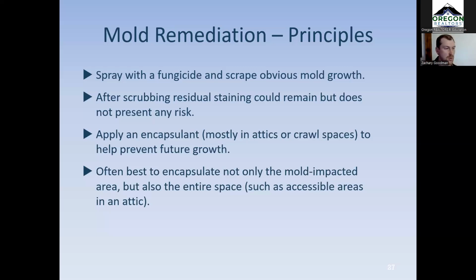When we do our treatment, we generally recommend encapsulating not only the mold-impacted areas, but the entire space. When we do that, we'll offer a warranty on our treatment projects. Other companies may not. That's just been our approach for the last 20 years.